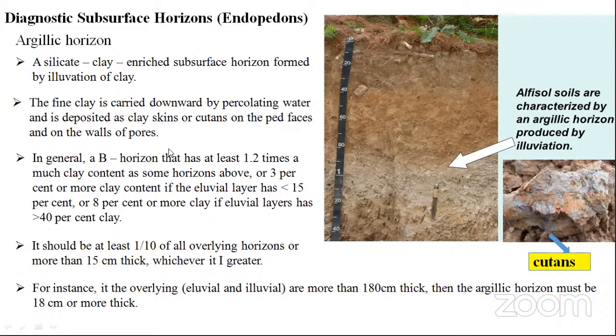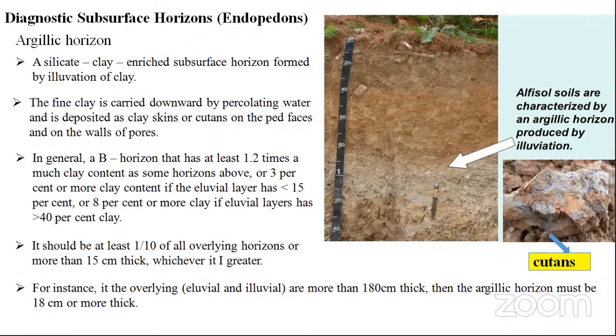So naturally, students, it is greater than the overlying horizon. It is 1.2 times more clay content that will be there. Some margin of 3% of clay will be there, and the illuvial layer has more than 50%. So these are the measurable soil properties. Overall, what should you remember? This horizon was developed by the illuviation of silicate clay enriched materials, and you can see some clay skins, some clay deposits on the peds.